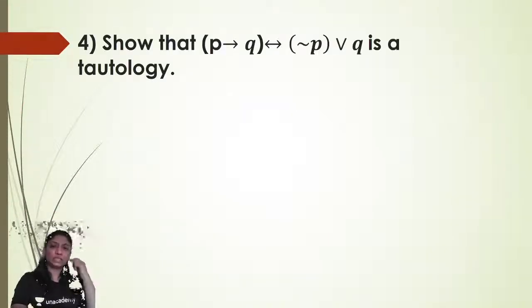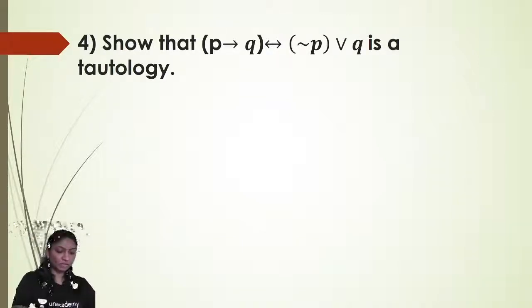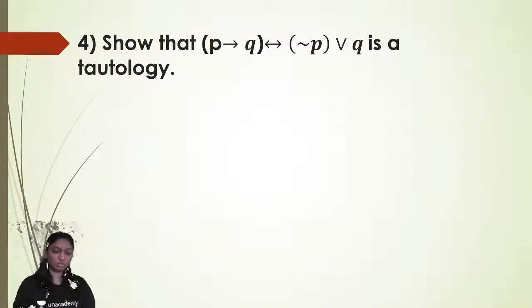Right? Now, show that P implies Q, double implies negation of P or Q, is a tautology. Okay, we have to show that it is a tautology. Tautology, it means what first? If the truth values of the given statement are all true, then your statement is a tautology. If all the truth values are false, then it is a contradiction. And if either true or false, then it is a contingency. Okay, so show that it is a tautology.